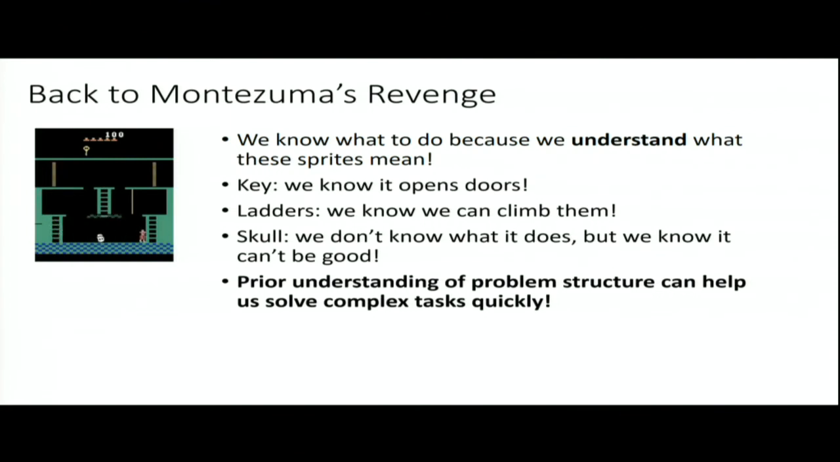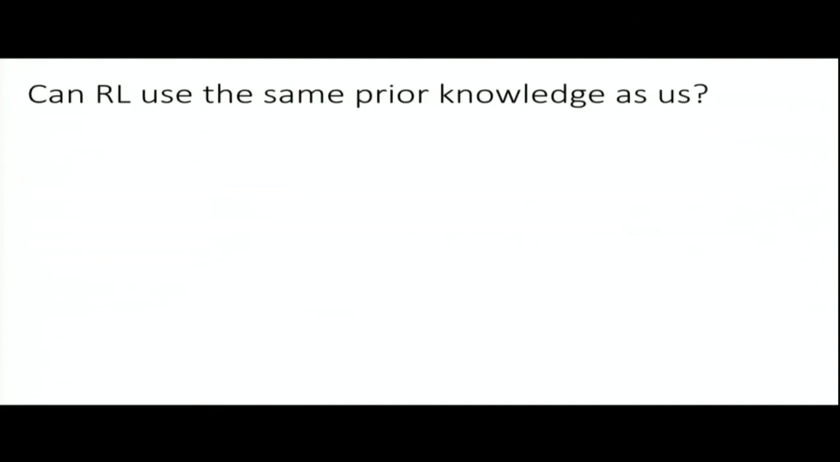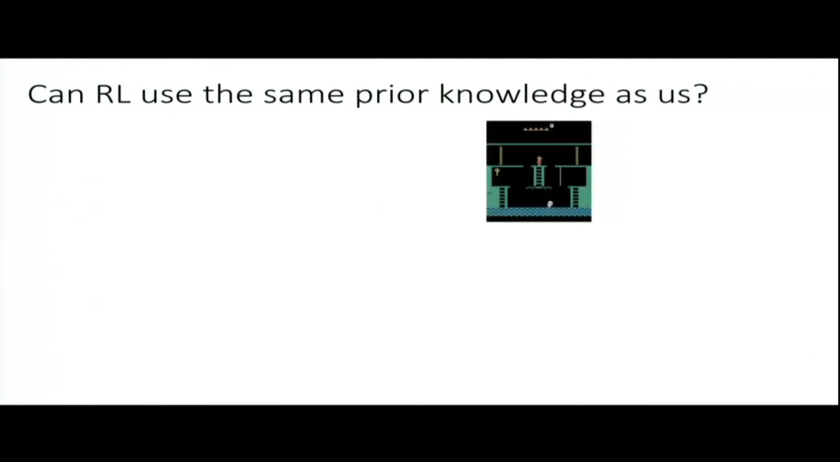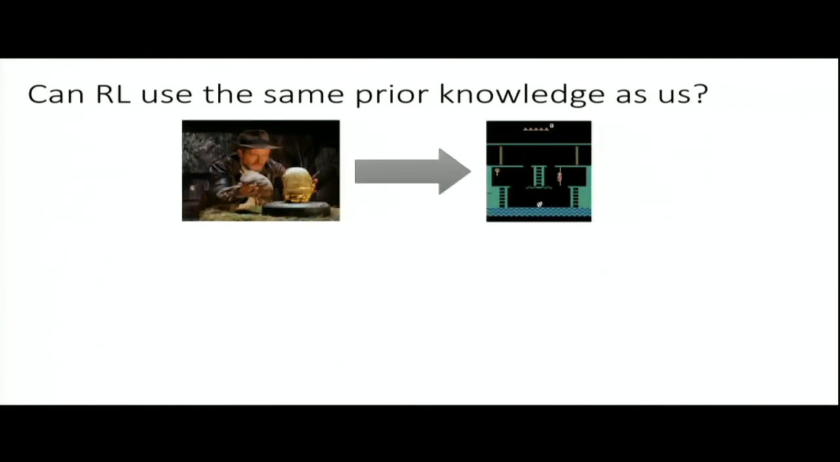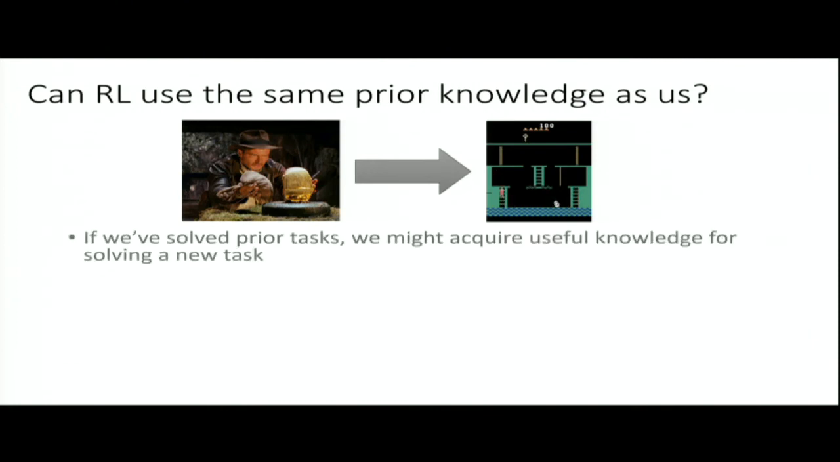And it's awfully appealing to think about whether it might be possible to get our reinforcement learning algorithms to also work much more efficiently, learn much more quickly, and overcome really difficult exploration challenges by drawing on prior knowledge that they might have gained at other structurally similar tasks. So can reinforcement learning use the same prior knowledge as us? If you're trying to play Montezuma's Revenge, can you use your past experience of robbing tombs to help you figure out how to play the game? If we've solved prior tasks, we might acquire useful knowledge for solving a new task. But then the question is, how is this knowledge stored? How do we represent that in our deep RL algorithm?